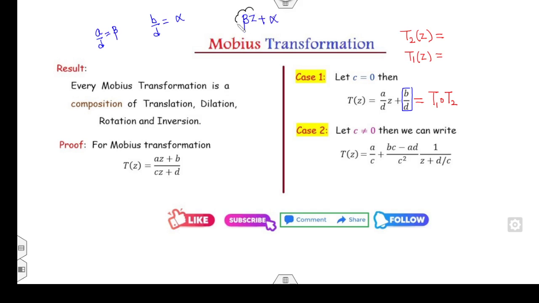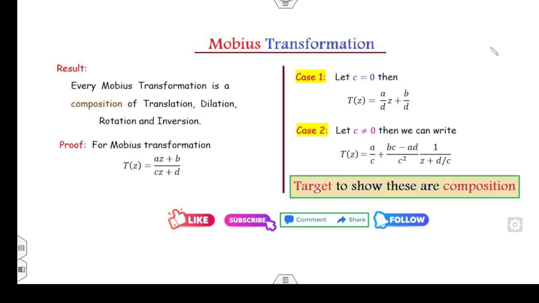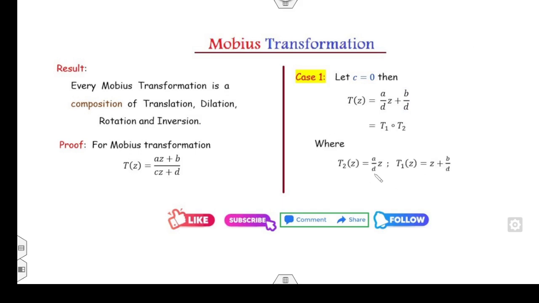So the equation becomes beta z plus alpha. I can define one mapping as beta into z, where beta is a over d, into z. And another one is z plus alpha, where alpha means b over d. I can define the two mappings, where T1 is z plus a constant and T2 is my variable part. So clearly, T1 circle T2 is a composition. So it will be T1 of az over d, and if you substitute the value, it becomes az over d plus alpha, which is the same as T of z.